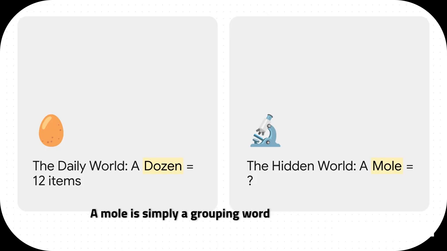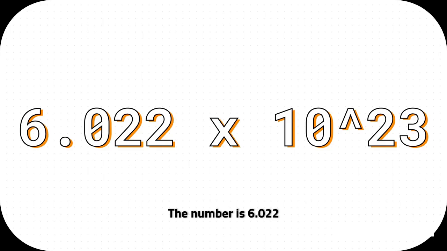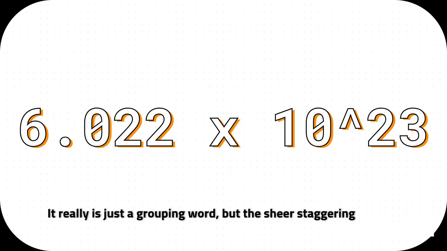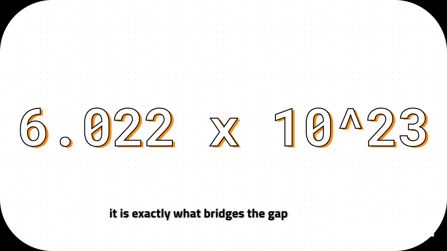A mole is simply a grouping word that represents a specific, very large quantity of things. Just like a dozen is 12, a mole is, well, what actually is the number? The number is 6.022 times 10 to the 23rd power. Let that sink in. Also known as Avogadro's number, that is 602 sextillion things. It is a mind-boggling, unfathomably huge number. If you have 602 sextillion atoms, you have exactly 1 mole of atoms. At its core, it really is just a grouping word, but the sheer, staggering scale of it is exactly what bridges the gap between the tiny atomic world and our human world.